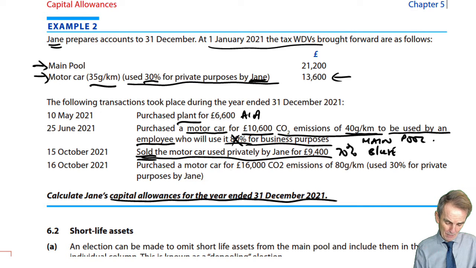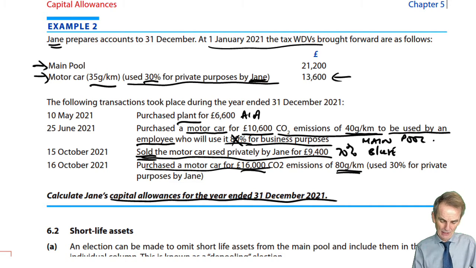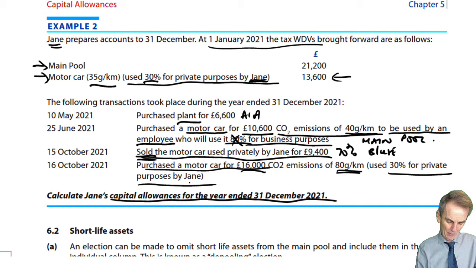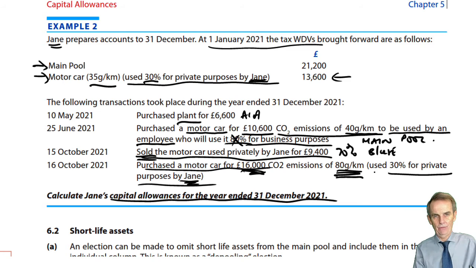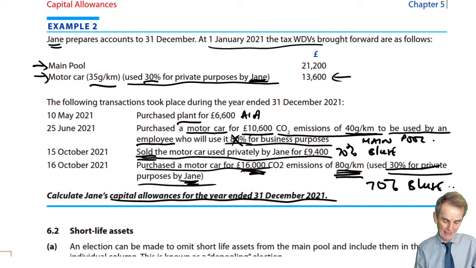Finally, in this period, we purchased another car, 16,000, CO2 emissions of 80 grams per kilometre. But this one is used 30% for private purposes by Jane, the proprietor. So this means that we require another column on our capital allowance computation for this particular car with this private use by the proprietor. Now, we know what the cost is. We know it's got a separate column. We know it's 80 grams per kilometre. That exceeds 50 grams. So it's only going to benefit from a 6% annual writing down allowance, which figure, given that there's 30% private use, means we're talking in terms of 70% business use again here.